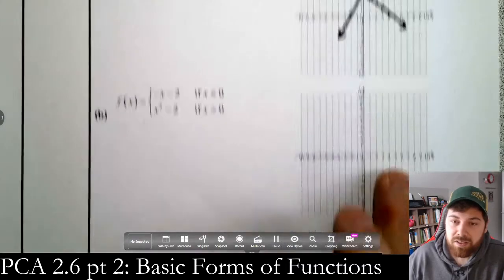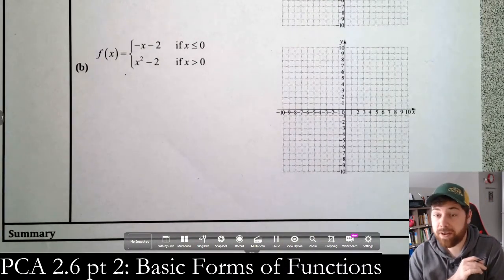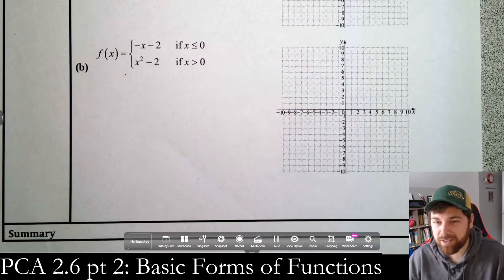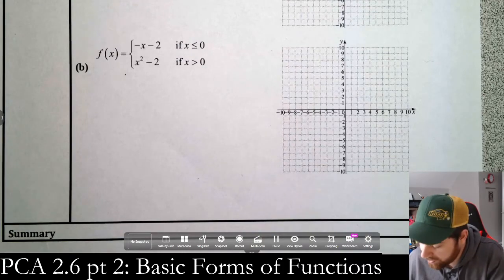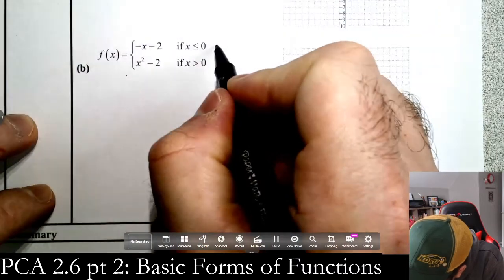Okay, so let's go ahead and do one more. We have the function negative x minus 2, a line, if x is negative, and if x is positive, we have a parabola. So let's go ahead and graph this. It might just help to graph both things on a different piece of paper and transfer them over here. That would be fine as well. I'm just going to do it all on this one. Maybe we'll do it in 2 colors, though. So the top one we'll do in black.